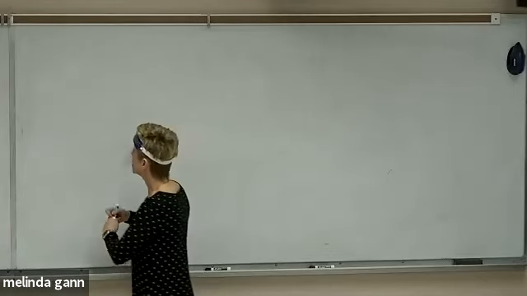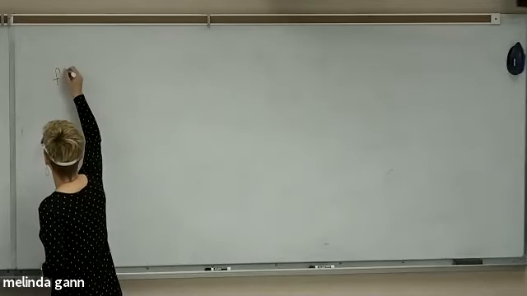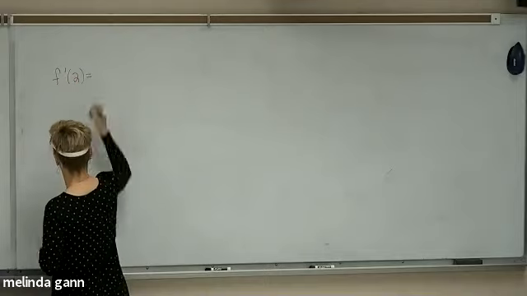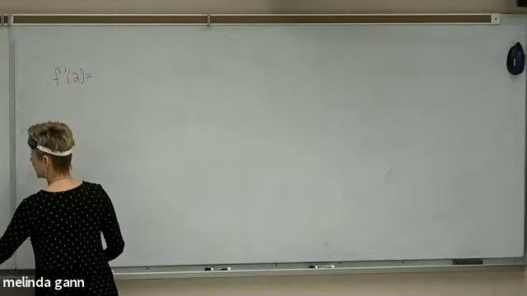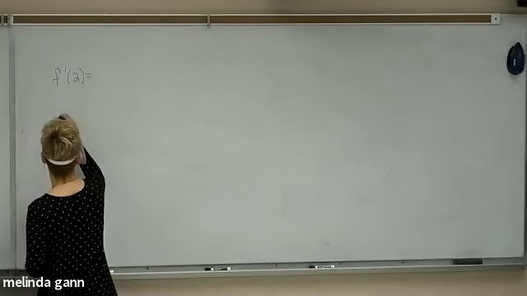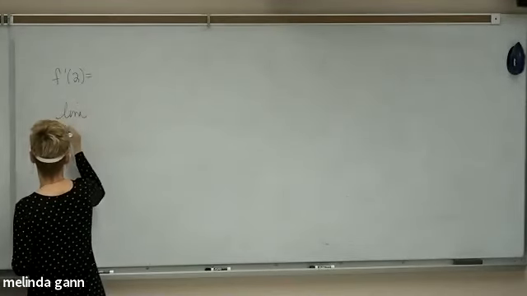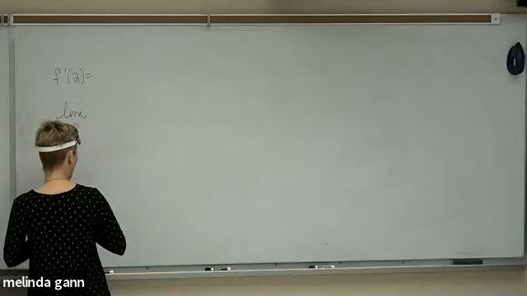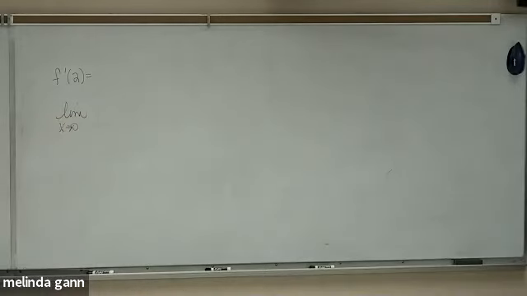All right? So if they tell me to find the derivative at 2, all right, first of all, I write down my formula. All right, what's my formula? My formula is the limit as h approaches 0 of what? F of what? X plus h minus what? F of x all over what? H.